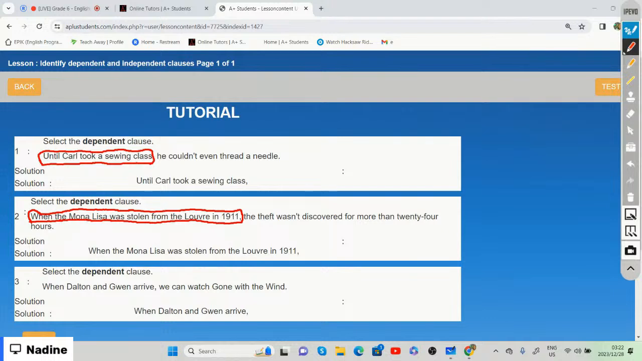So now we also need to select the dependent clause. When Dalton and Gwen arrive, we can watch Gone with the Wind. So when Dalton and Gwen arrive, we can watch Gone with the Wind. And if we select the dependent clause, we can say when Dalton and Gwen arrive. That is our dependent clause.